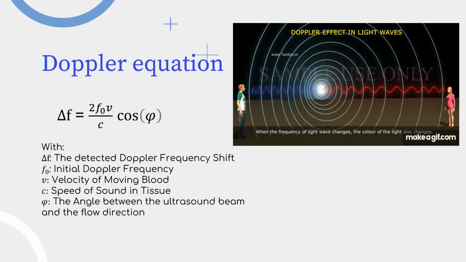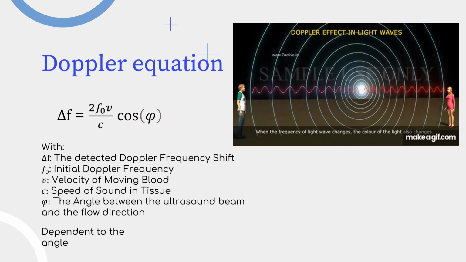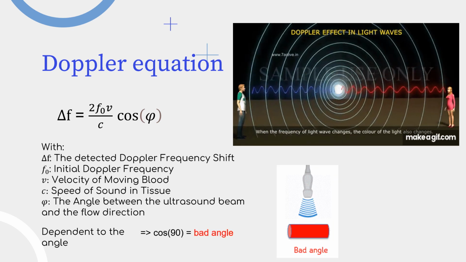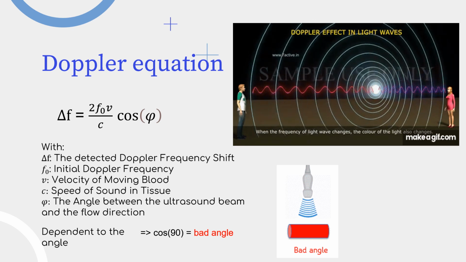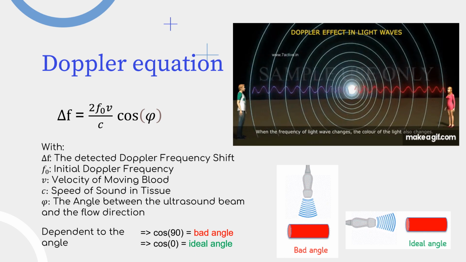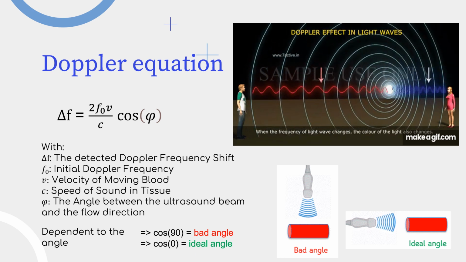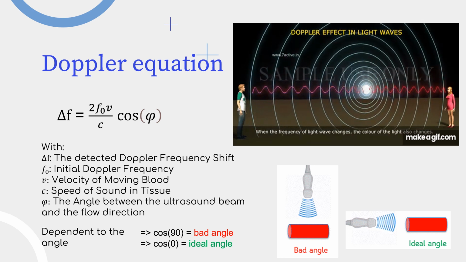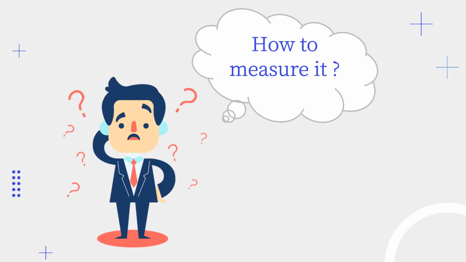We can notice that the angle is almost the only thing to change, and so when the angle of incidence is perpendicular to the blood vessel, the flow is not detected well, and if the ultrasound beam is parallel to the vessel, you get maximum flow detection. We can also modify the initial frequency, increase the frequency shift, for example, to detect the low velocities which will produce small frequency shifts. Now we know what is Doppler effect, but how we can measure it?